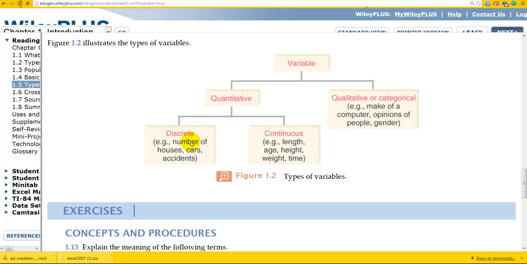So these are called discrete, and here's another one, age. How old are you? I'm 19.5 years old. I'm 19.55 years old. I'm 19.5555.